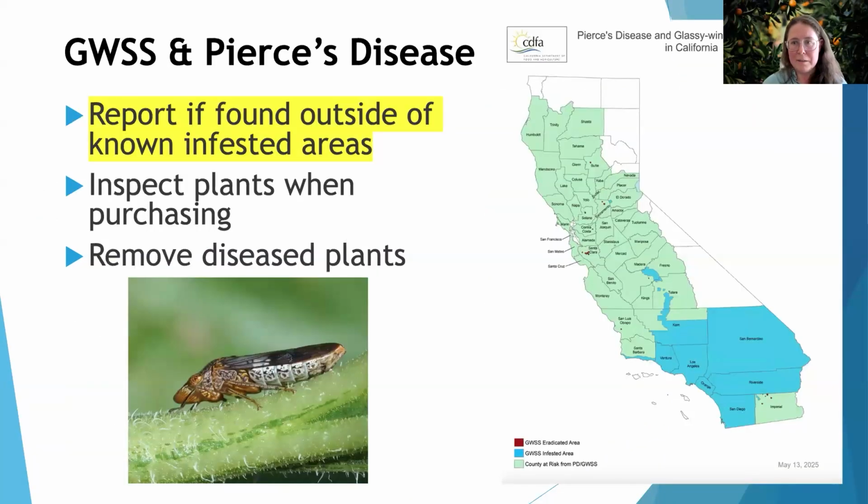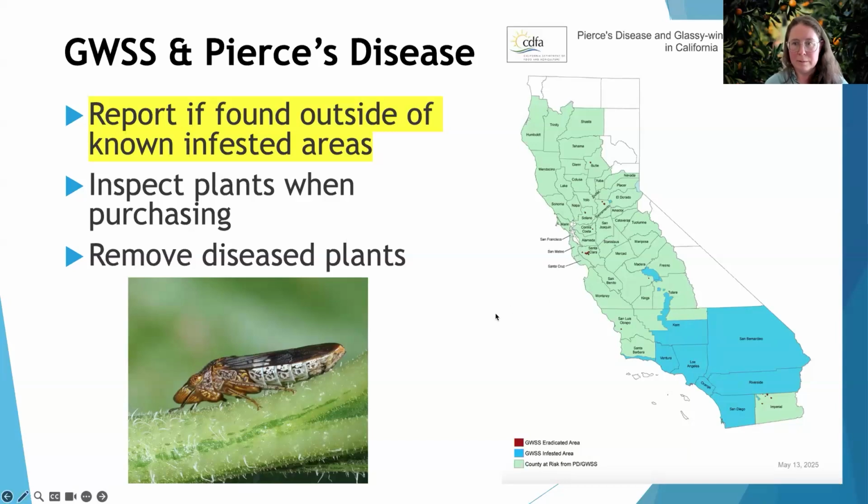Like I said before, glassy wing sharpshooter is mainly found in Southern California and parts of the Central Valley that you can see in this map here in blue, or I guess the darker color blue. They both kind of look blue to me. Outside of infested regions, there are limited areas where glassy wing sharpshooter has been detected and eradicated or is currently under eradication efforts. They're kind of small, but you might be able to see these areas as little red dots on the map.